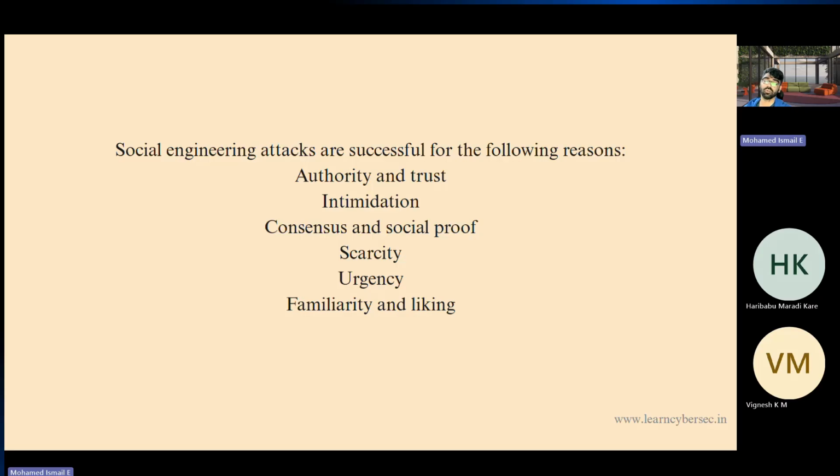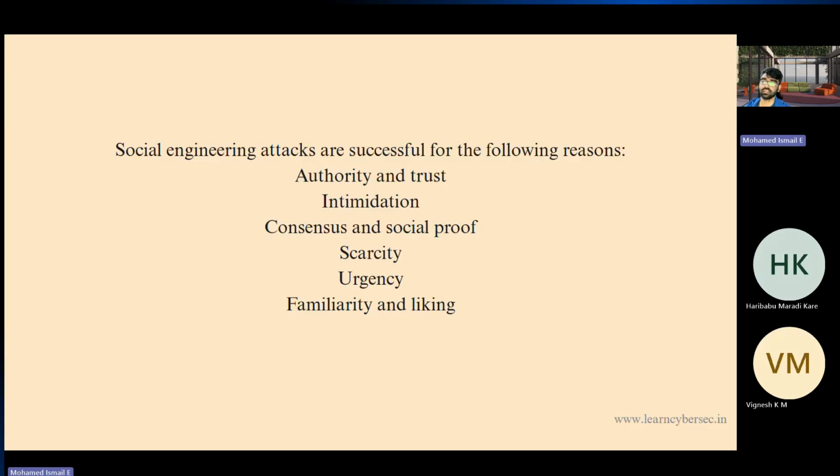Consensus and social proof: they give you trusted proof, like showing up as a controller or auditor. They ask for some critical information. You trust that person, who may pose as an auditor and ask for company data. You may share that data unknowingly, trusting that person because they have social proof, claiming to be an auditor.